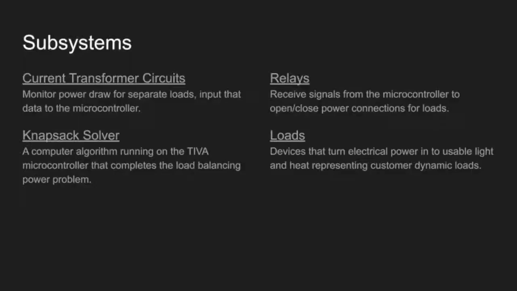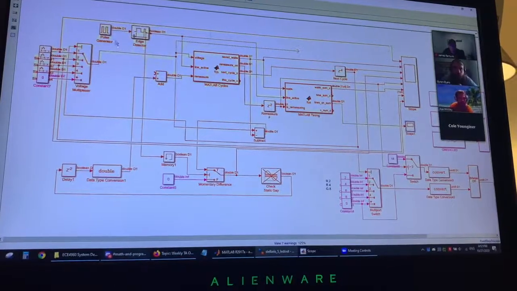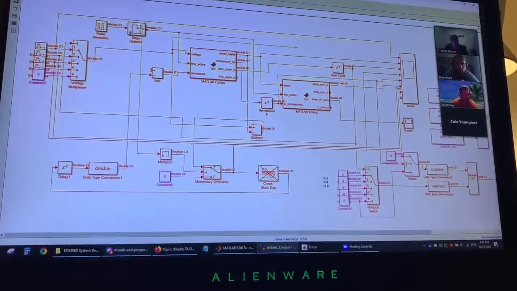Then we use current transformer circuitry to measure the power draw of each individual track. It does that by measuring the current going to each load, and that signal gets sent to a microcontroller, which is then programmed using the knapsack algorithm to derive a method of delivering the required joules to each track as efficiently or as quickly as possible. And once that algorithm is finished, instruction signals are sent from the microcontroller to relays that are attached to each track, which control the connection of the separate loads to the power source, which is, in this case, the wall.